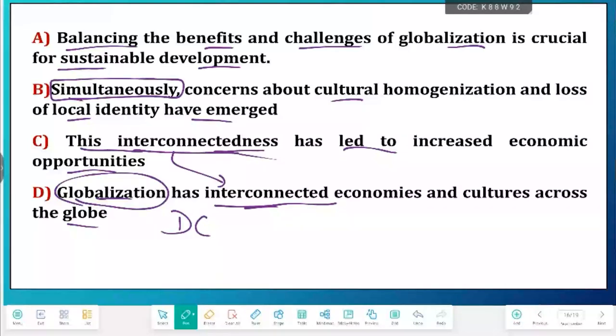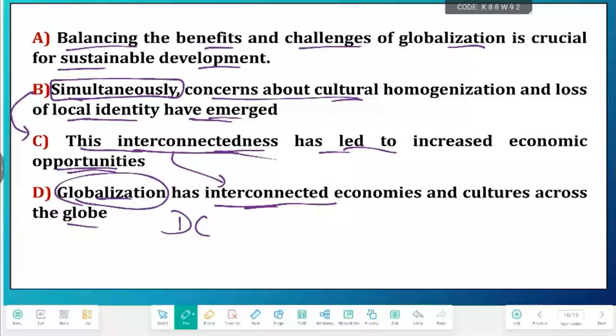The interconnectedness has led to increased economic opportunities. So yeah, simultaneously, matlab ye aayega aapka parallelism wala, which is going parallel with the C statement. This interconnectedness has led to increased economic opportunities. Matlab interconnectedness se kya ho gaya ki economic opportunities zyada badh gayi. Ab zyada badh gayi aur usi ke sath kya hua, usi ke sath concerns about cultural homogenization and loss of local identities have also emerged.